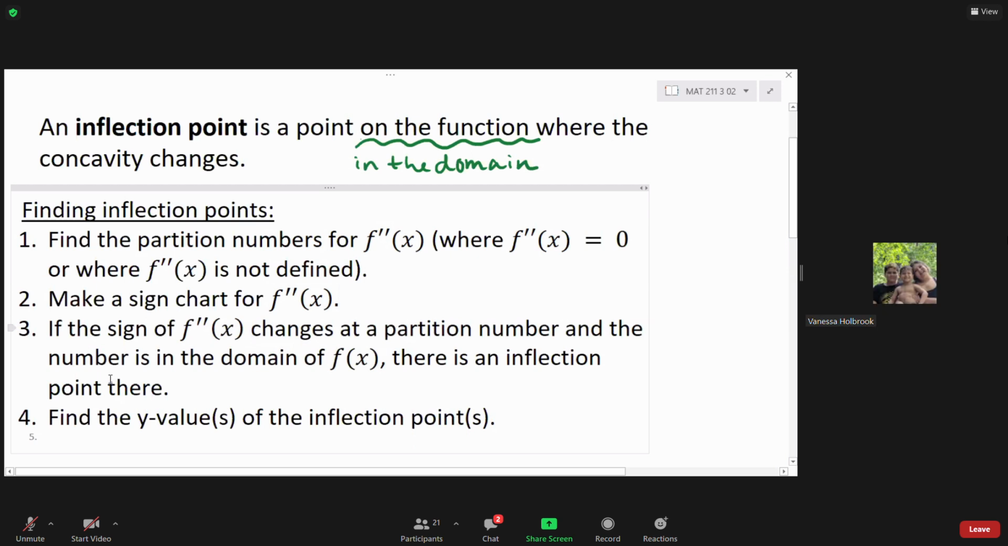Can you elaborate on 3 when we get there? Yes, yeah. So we'll do an example to see what that means. Okay.